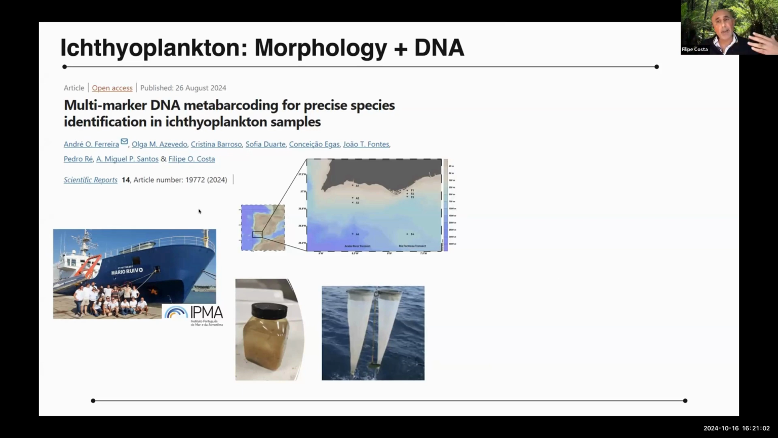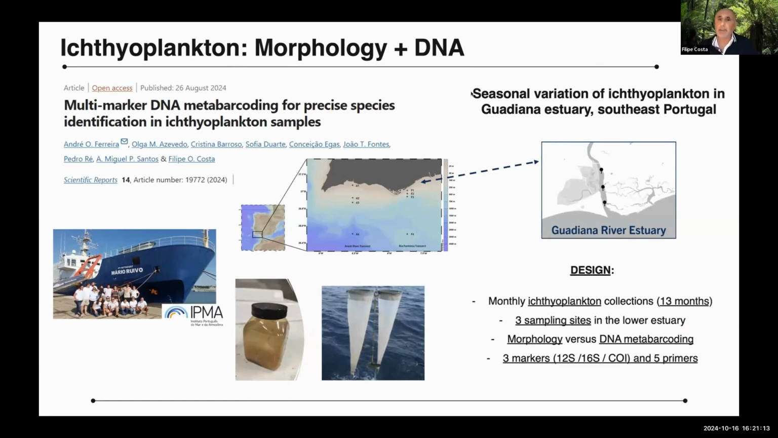But I'm going to show some data that we have not published yet, where we applied this same approach. This was a study that we recently did, that is still in preparation for publication. It was looking at the seasonal variation of ichthyoplankton in an estuary in the southeast of Portugal, right next to the Spanish border. What we did was make monthly ichthyoplankton collections over a period of 13 months, on 3 sampling sites in the lower estuary, and looked at morphology compared with DNA metabarcoding. So we had the backup of the morphology to back up our molecular data. And we used 3 markers and 5 primers for this analysis.